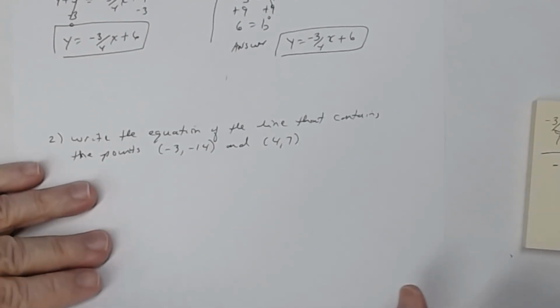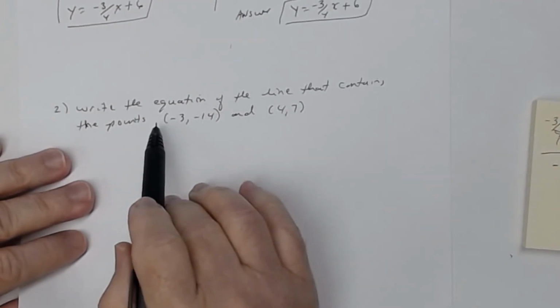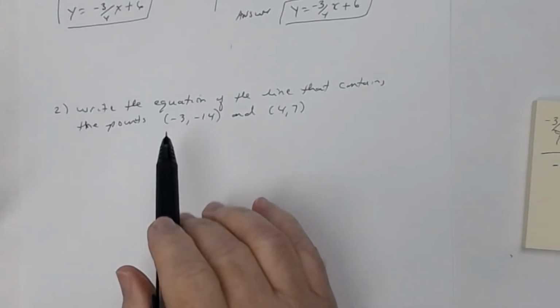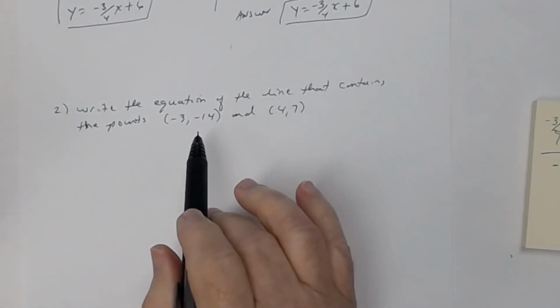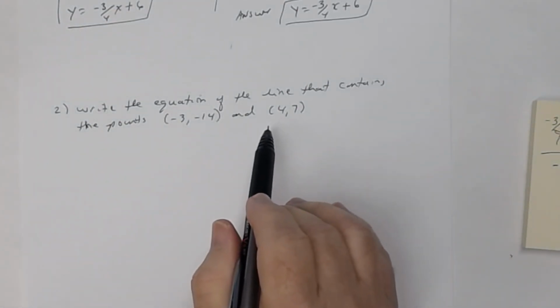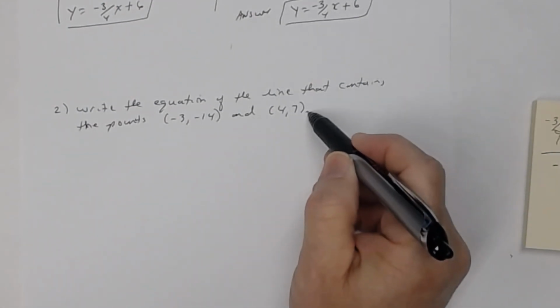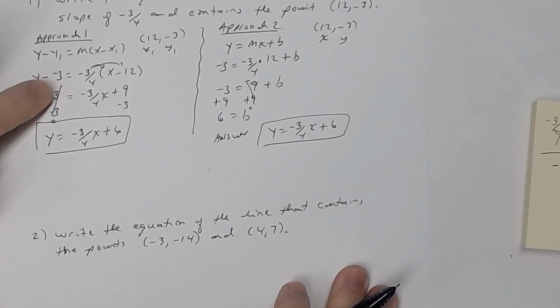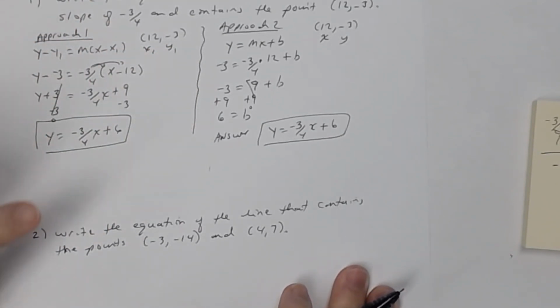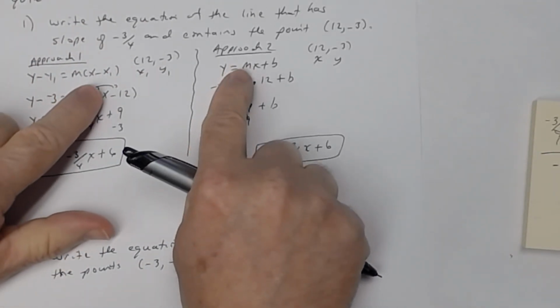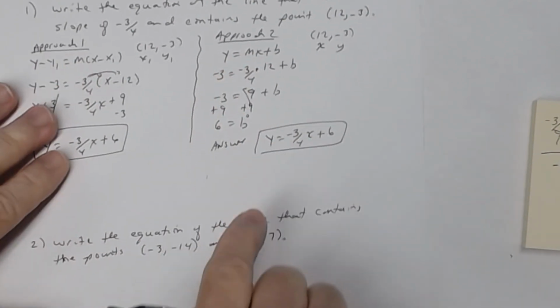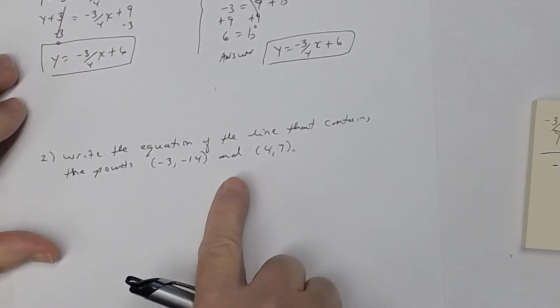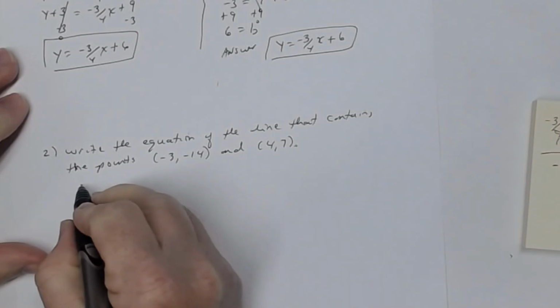All right. Now number 2, the difference in number 2 is that you're given 2 points on the line, and you want to find the equation of that line, and you were told to write the answer in slope-intercept form. So you can take both approaches again, it does not matter, but notice in either approach, you had to know the slope. In this case, you did not. So first thing you had to do was find the slope.